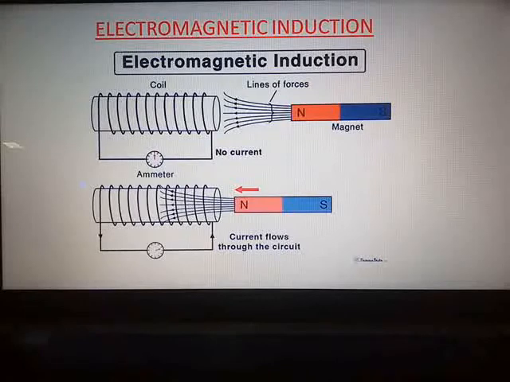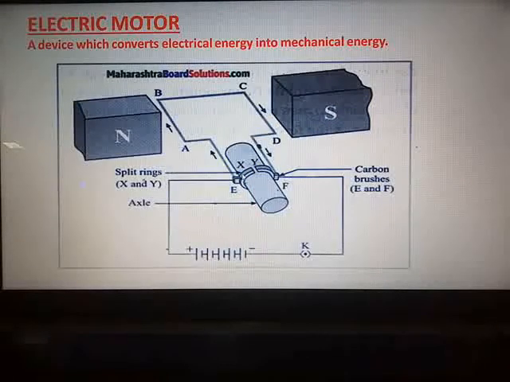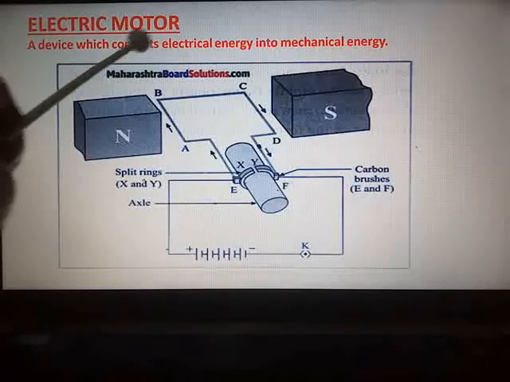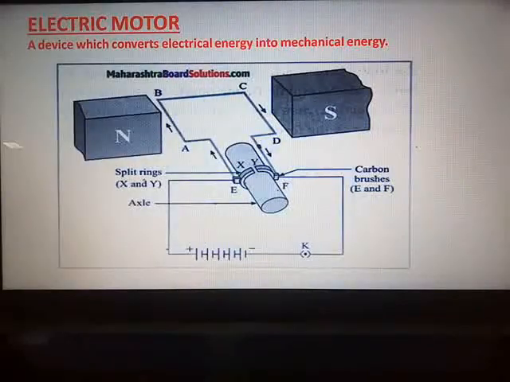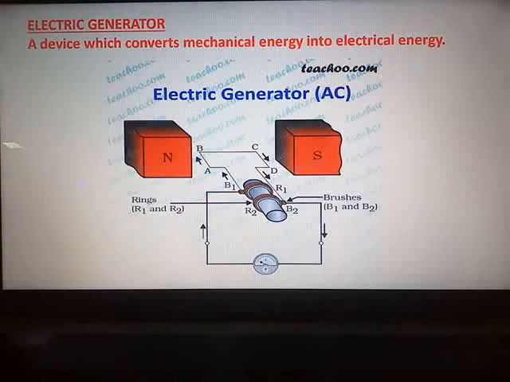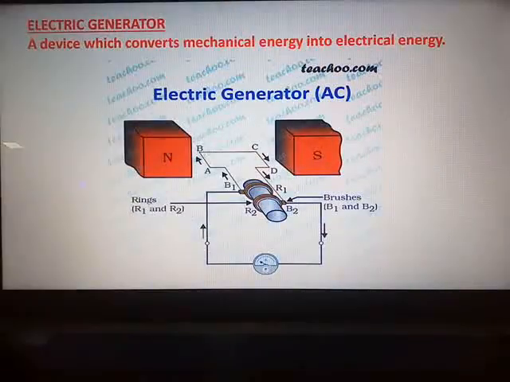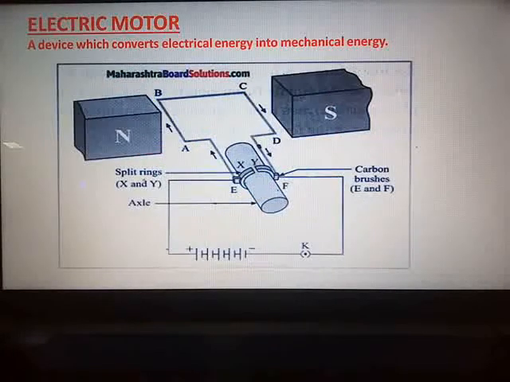Next, we are just going to get introduced to the electric motor and generator, and in detail we are going to see them in our next session. Electric motor, EM. Just remember, a device which converts electrical energy into mechanical energy is known as an electric motor. Why did I tell you EM? Because here it is exactly vice versa. Electric generator, a device which converts mechanical energy into electrical energy. You can see here EM, if you remember, electrical into mechanical. So the device converting electrical energy into mechanical energy.